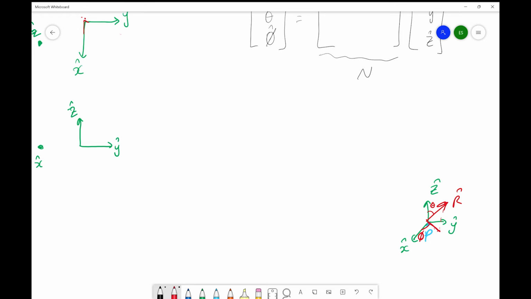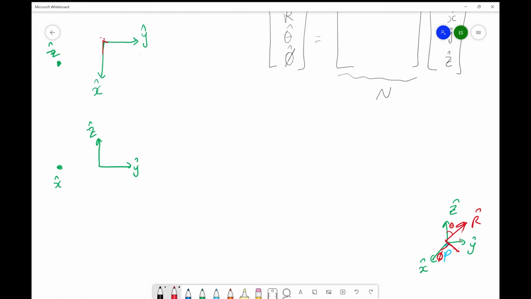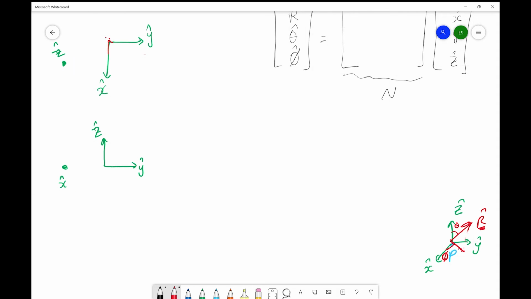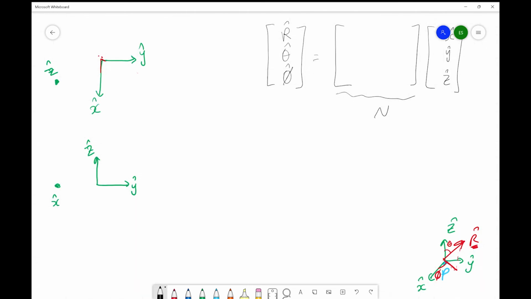Okay. So looking at it from this perspective, this R here is going to have a projection on the Y hat Z hat plane. But either way, let me simplify. I want to write R hat in terms of X, Y, Z. So to write R hat in terms of X hat, first I want to take this R hat and project it on the XY plane. That's the first step I need to do.